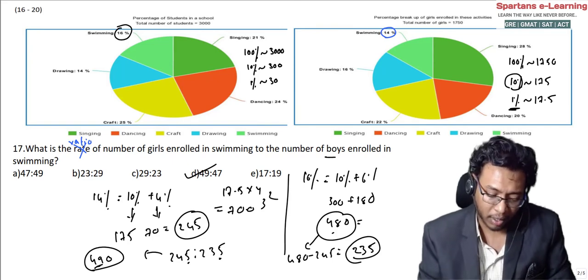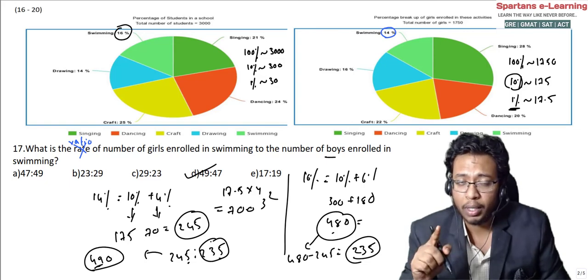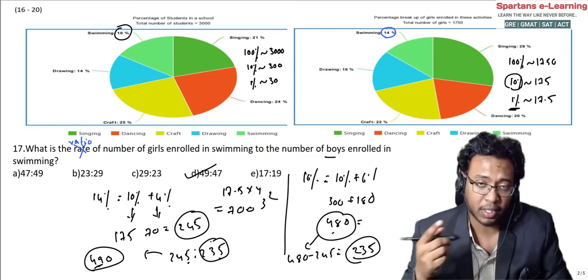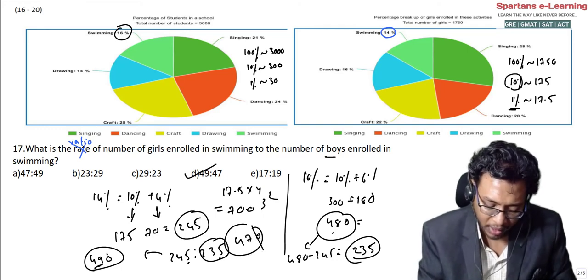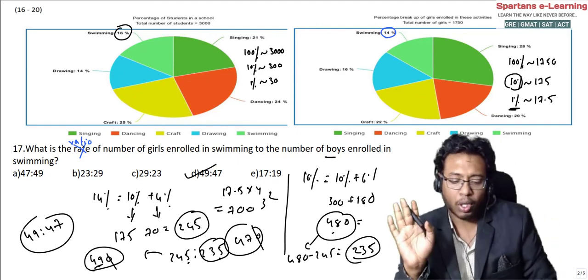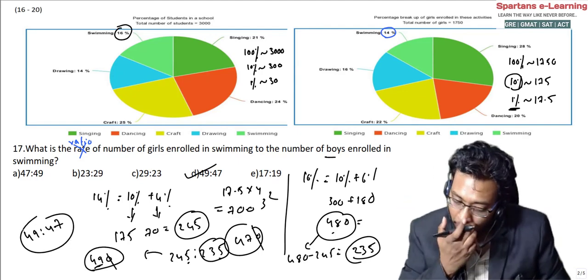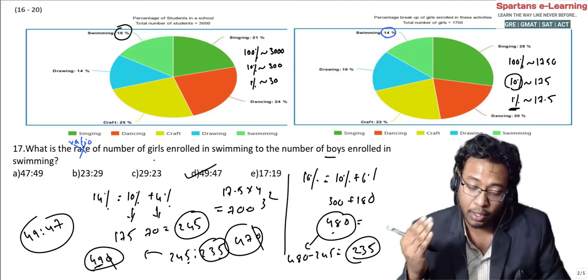But if you want to calculate still, this one, 235 into 2 will be 200 into 2, 400 plus 35 into 2, 70, right? 470. So this will be 470. Now 0 and 0 cancel, so your answer will be 49 is to 47. That's it. So what I did here is, he said ratio of the girls enrolled in swimming to the ratio of the boys enrolled in swimming.